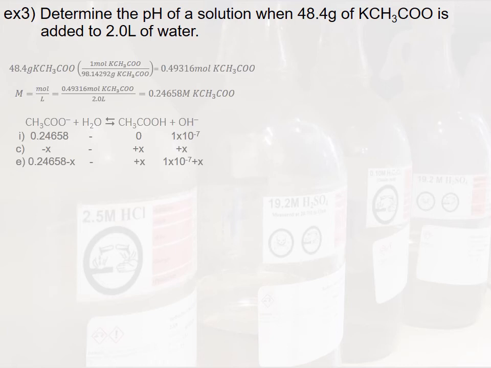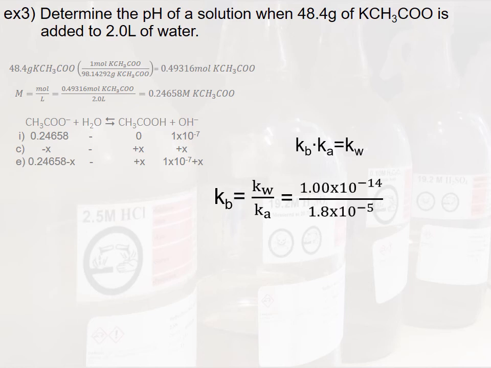Now to find the Kb value. Well, Kb times Ka equals Kw. So if I want to find Kb, I will divide both sides by Ka to isolate Kb. Kw is always 1 times 10 to the negative 14, and I'm dividing that by 1.8 times 10 to the negative 5. Now, where did that come from? That came from the green sheet. I get it from the Ka value from the green sheet.